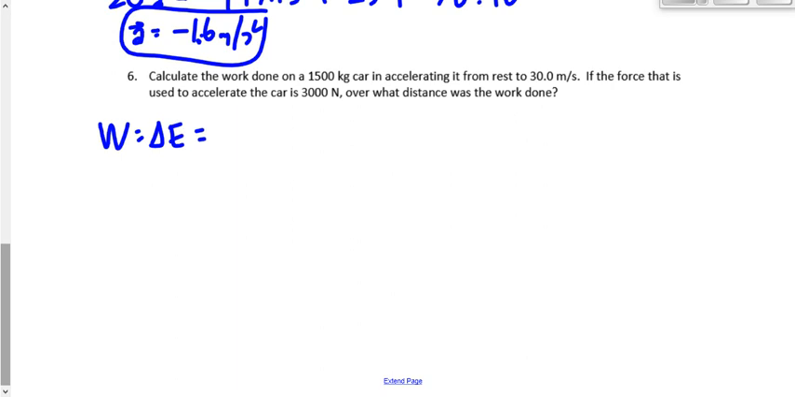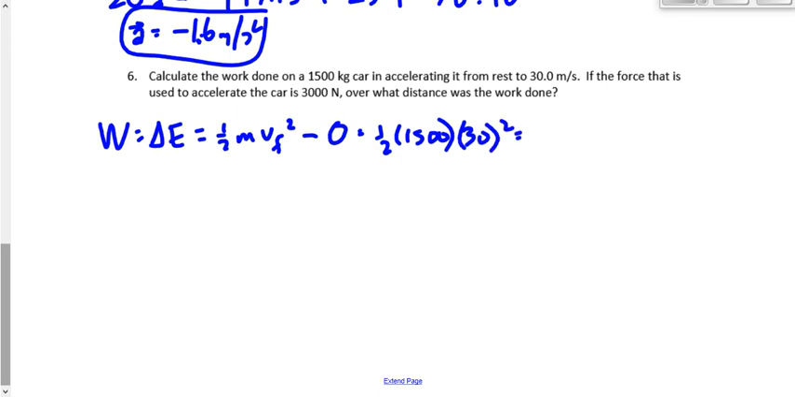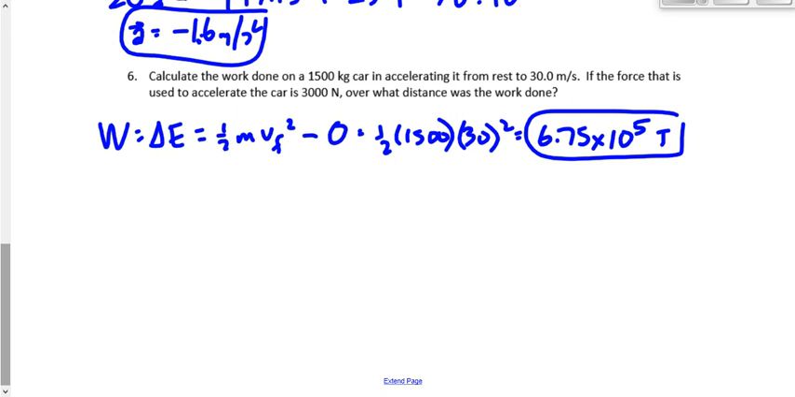And the change in energy is, well, if it goes from rest to 30, the final energy would be kinetic energy, and the initial energy would be 0. Agree? So let's find that work by essentially finding the final kinetic energy. It's 1/2 of 1,500 times Vf squared. That gives me a value for work of 6.75 times 10 to the 5 joules. And then once I find that, to find force I'm just going to say F times D. Rearrange this to solve for force. I get work over displacement.